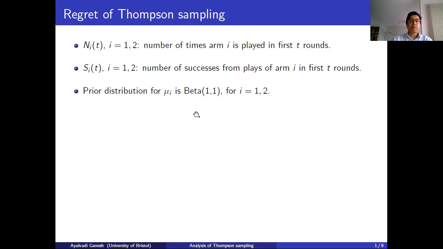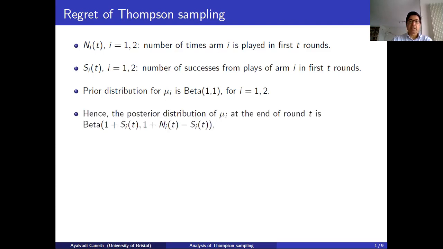So if we start with this prior, play the arm n sub i of t times and observe s sub i of t successes, then what's the posterior distribution for this parameter at the end of t rounds? We worked that out earlier. We saw that a beta prior is conjugate for Bernoulli observations and that the posterior distribution is obtained in this way. So you add the number of successes to the first parameter, the number of failures to the second parameter. So this is the posterior at the end of the t-th round.